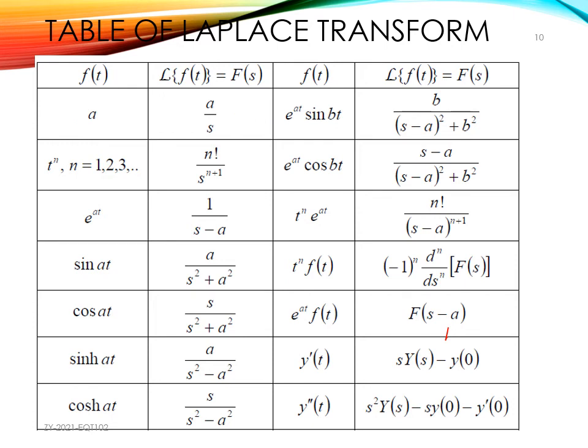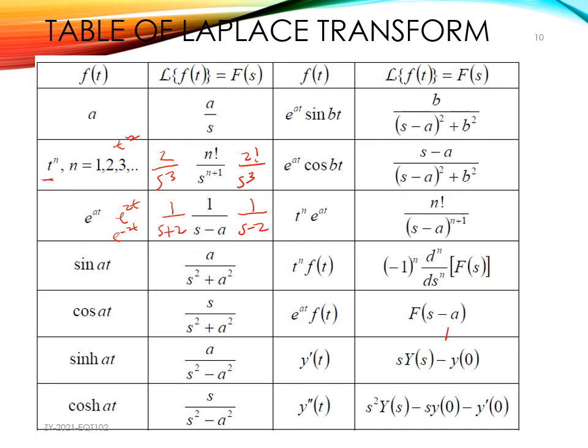The same thing for t power n. For example, you have t power 2. It will be 2 factorial divided by s power 3, so it will be 2 over s power 3. You need to know what your n is. Next, for exponent, it is always 1 over s minus a. For example, exponent 2t will be 1 over s minus 2. Exponent negative 2t will always be s plus 2, because negative becomes positive.